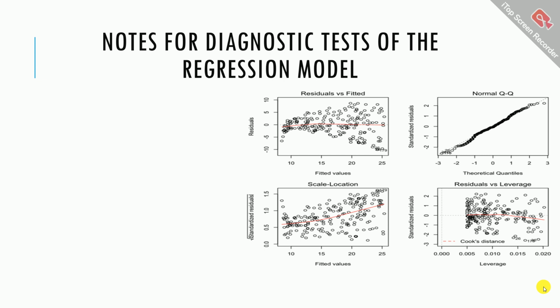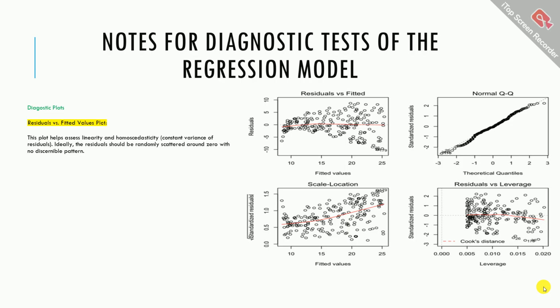These are the various scatter plots that can be checked for visualizing residuals, and there are basically 4 diagnostic plots. The first diagnostic plot is that of residuals versus fitted values of the outcome variable, and this helps assess linearity and homoscedasticity. Ideally, the residuals should be randomly scattered around 0 with no discernible patterns.